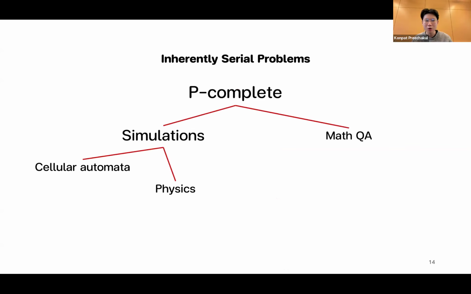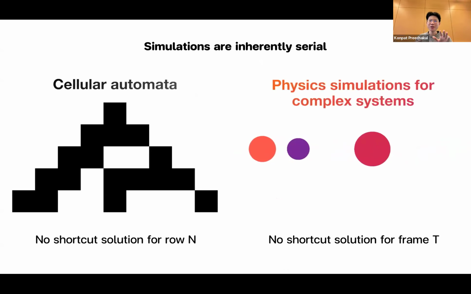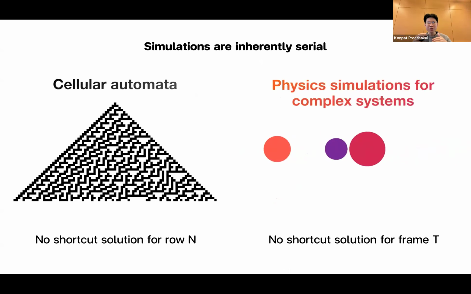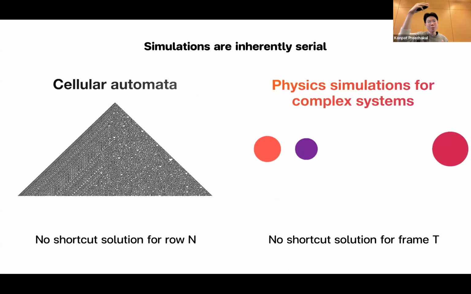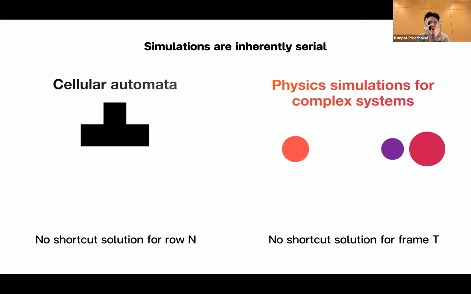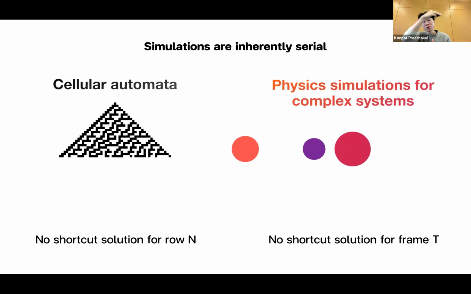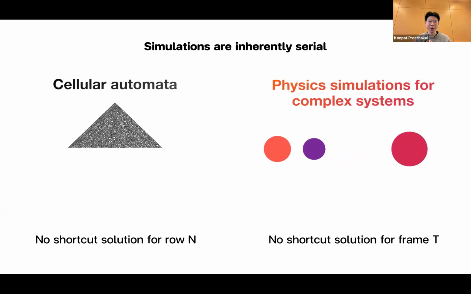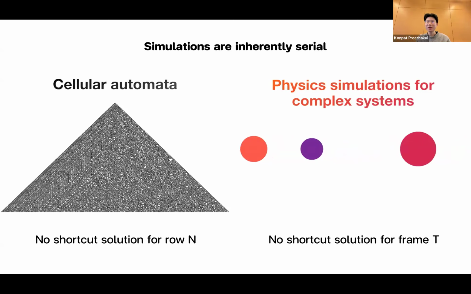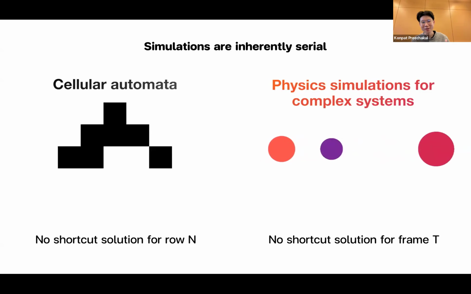Two good examples are cellular automata and physics. And I'll give you a gist of that. So on the left is cellular automata. For those who don't know, you start with the initial state at the top row, and you follow predefined rules, which look at a very tiny local window. And then you produce the new rows row by row. The interesting thing is, with simple rules, there is no shortcut to go to row number n.